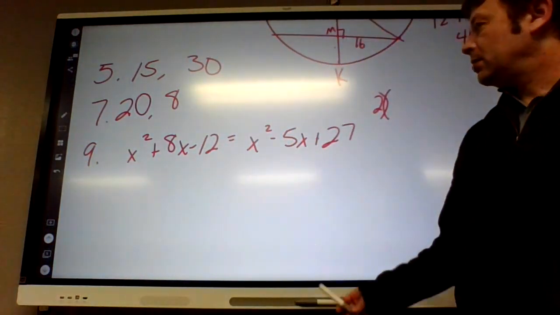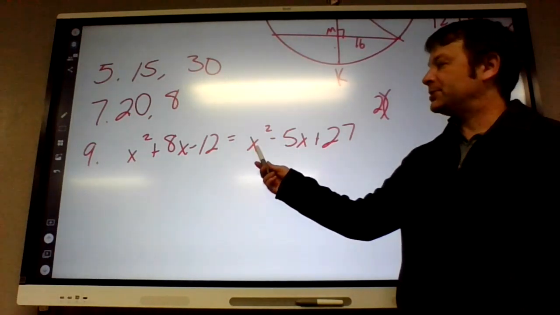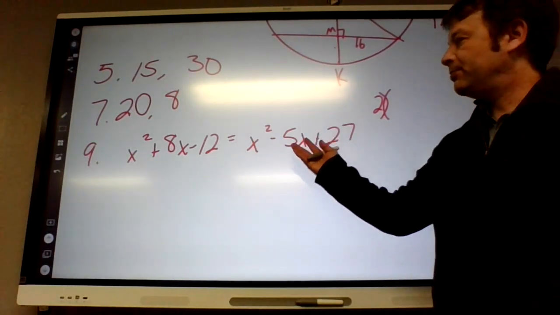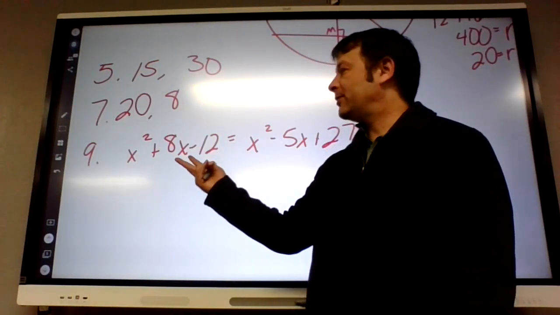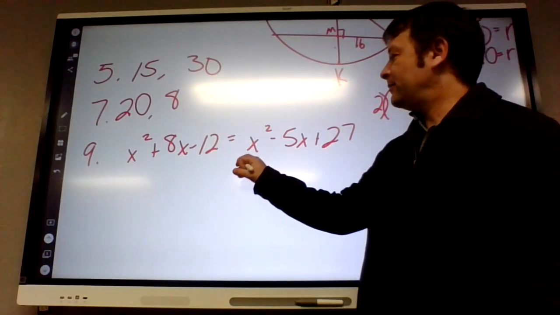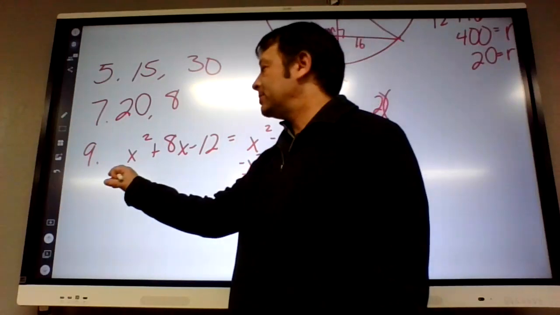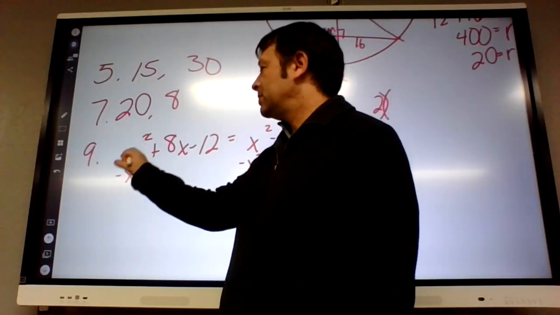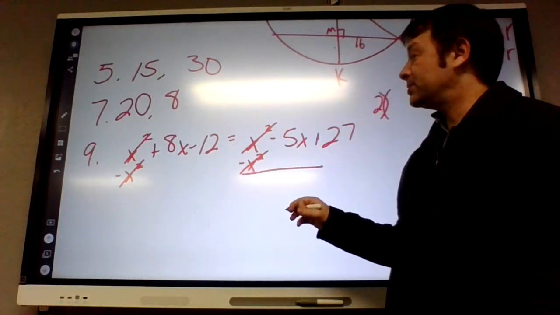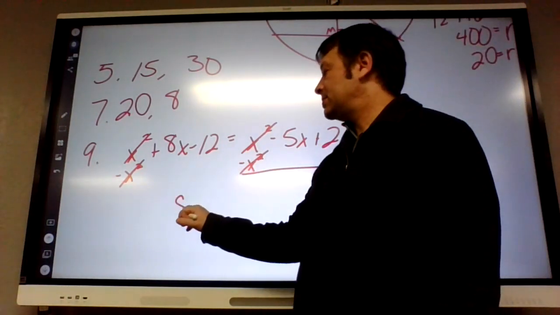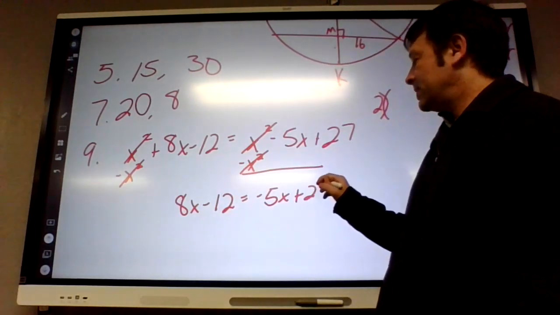Alright, so normally, when we have an x squared equation, it's called a quadratic equation. We move everything to one side and either factor or use the quadratic formula. However, if I try moving this to the other side, what's going to happen? They just go away. So it really quickly becomes not a quadratic equation. So it's just 8x minus 12 equals negative 5x plus 27. So now what do we do?